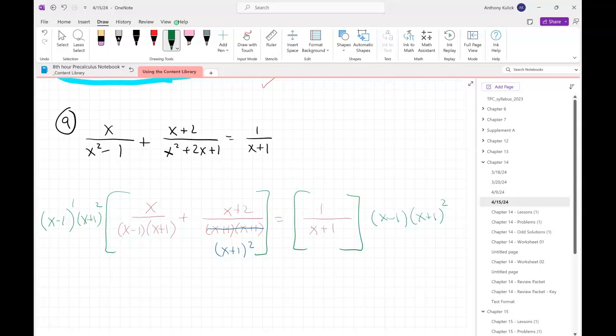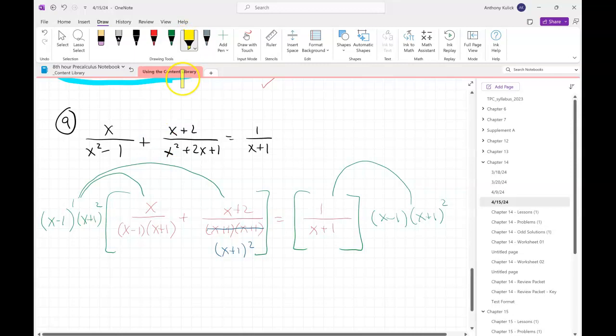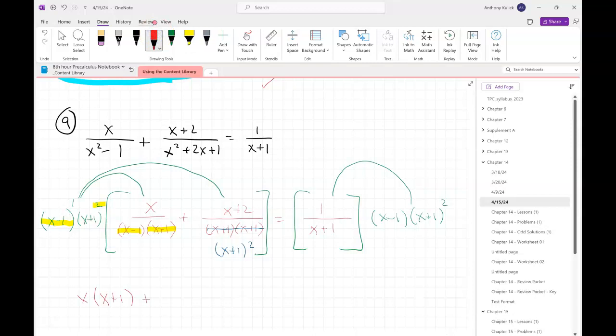All I need are the distinct factors and the greatest amount that that distinct factor occurs in any single denominator. Everybody's cool so far? Okay. I'm going to distribute that through to the left side and multiply it onto the right side. When I multiply that to the first fraction, I see the x minus 1s are going to cancel, and one of the x plus 1s will cancel. So I'm left with x times x plus 1. Is everybody okay there?